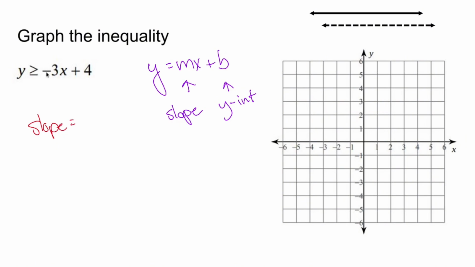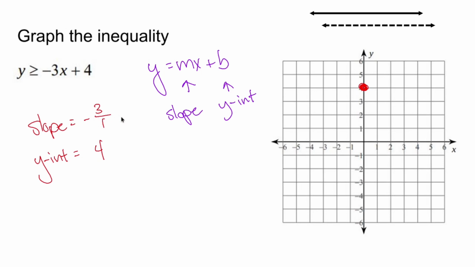Now I'm going to call the slope negative 3 over 1, because slope is rise over run and it's better to view it that way. My y-intercept is 4. And so again, we start out by graphing this the same exact way that we would graph a normal equation. We start at the y-intercept, put a dot at 4 where the y-axis is, and then use our slope to put as many dots as we can.